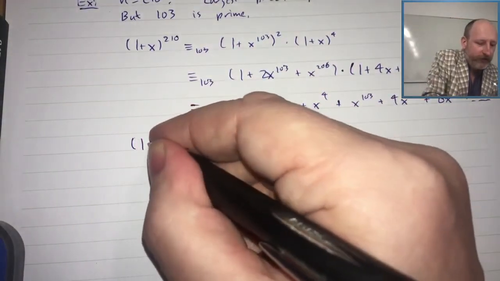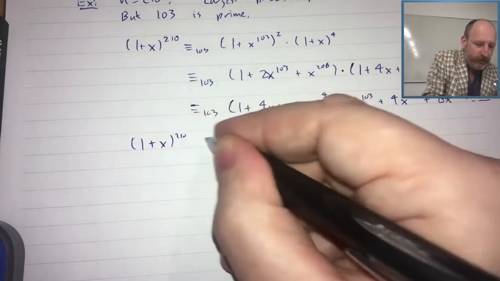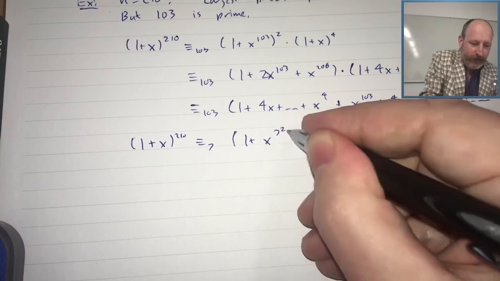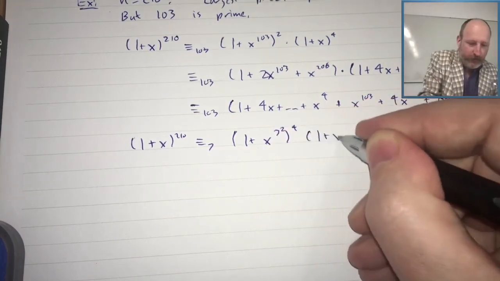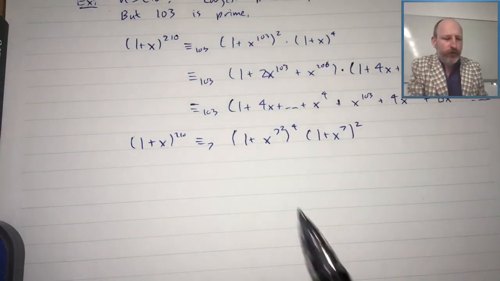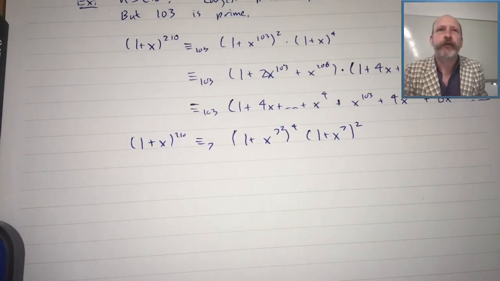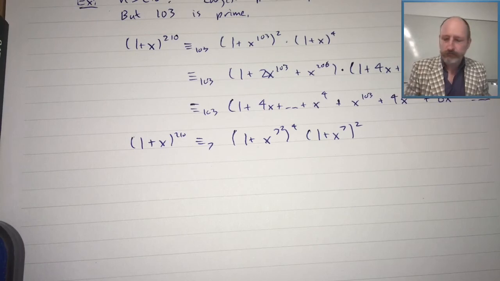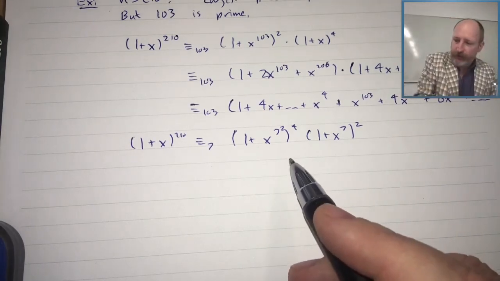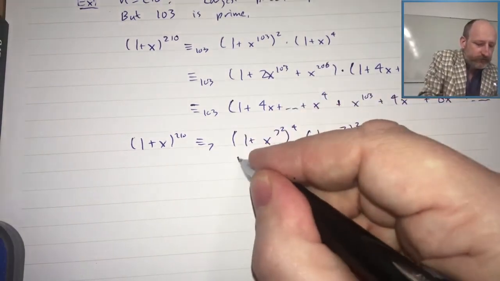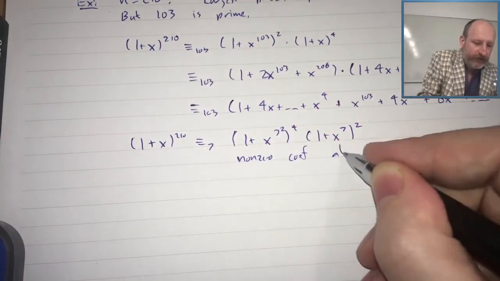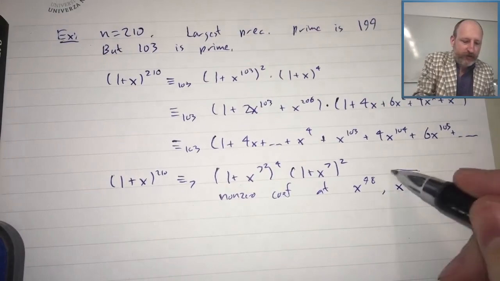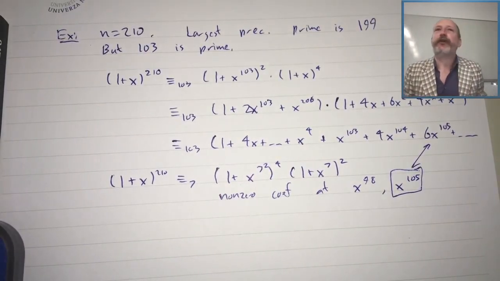So I try to work mod 7. If I take 1 plus x to the 210 mod 7, that's 1 plus x to the 7 squared to the 4th times 1 plus x to the 7 squared. So what I'm doing here basically is writing 210 in base 7. I've got 4 49s and 2 7s. Let's see, that's going to be non-zero at x to the 98 and x to the 105. And the 105 is going to be a problem.